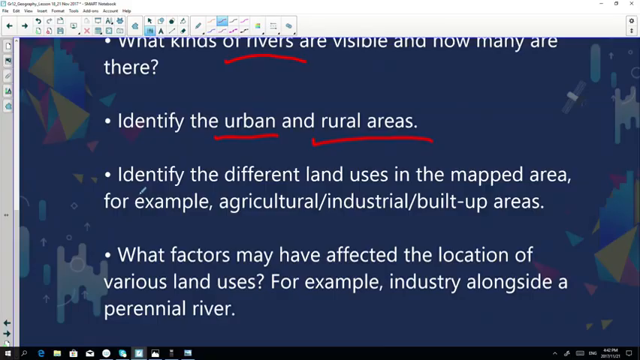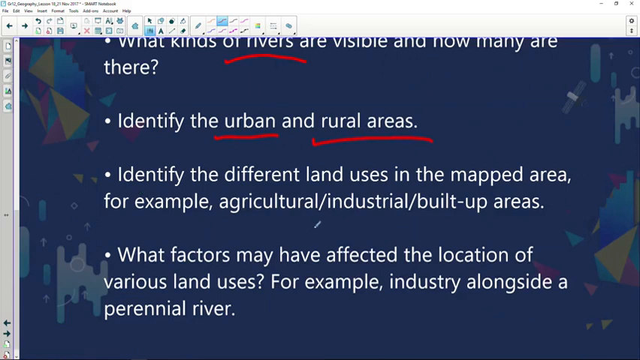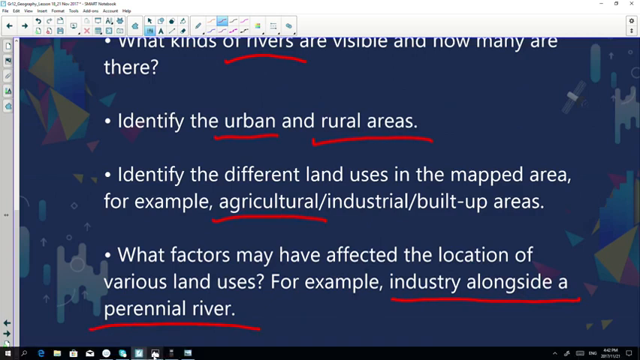If we go back to our notes, identify the different land uses. Now, we have already looked at that. Most of the land being used in the area of Paarl is agricultural. It's vineyards over there. The industrial and the built-up areas are close to the CBD. Now, what factors may affect the location of the various land uses? For example, the industries alongside the perennial river. Paarl is a beautiful example of this.